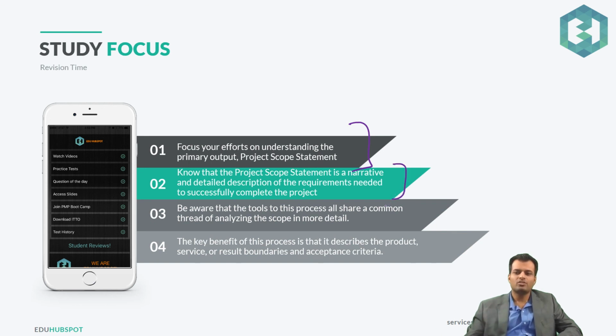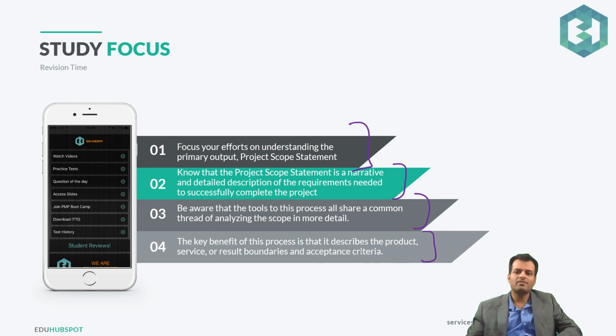Know that the project scope statement is a narrative and detailed description of the requirements needed to successfully complete the project. So your team might come to you and ask what this requirement means. You probably can tell them to refer to the scope statement, because the scope statement is the one which will have a detailed description of the requirement the team member is asking about. Be aware that this process shares a common thread of analyzing the scope in more detail. Yes, you analyze the scope in more detail, then only you can have a detailed description of that scope.